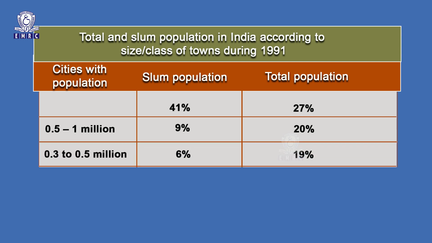Further, cities with population between 0.3 to 0.5 million had only 6% of total slum population, where 19% of total population was residing. This shows that cities with population between 0.5 to 1 million and cities with population between 0.3 to 0.5 million have a very small percentage of slum population, whereas million-plus cities have a larger percentage of slum population. It reveals that the opportunity in the medium cities is less than that offered by the million cities.